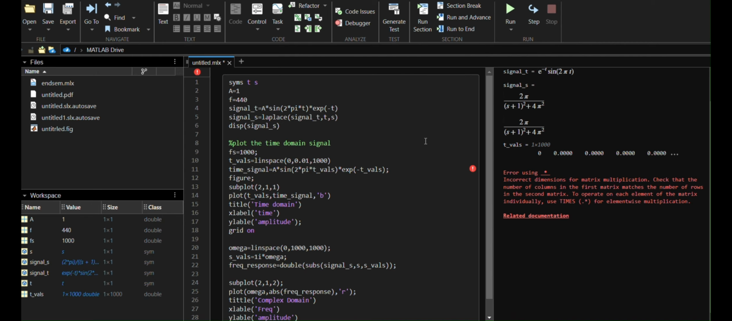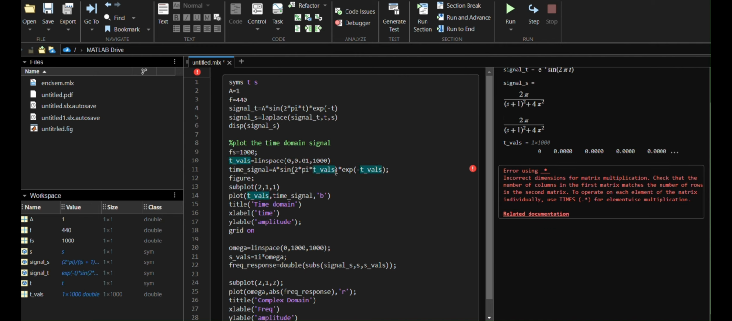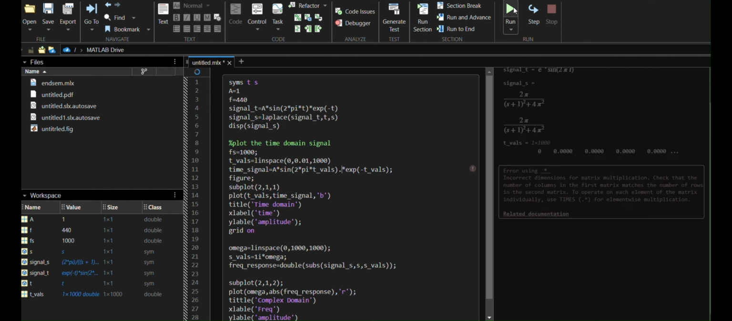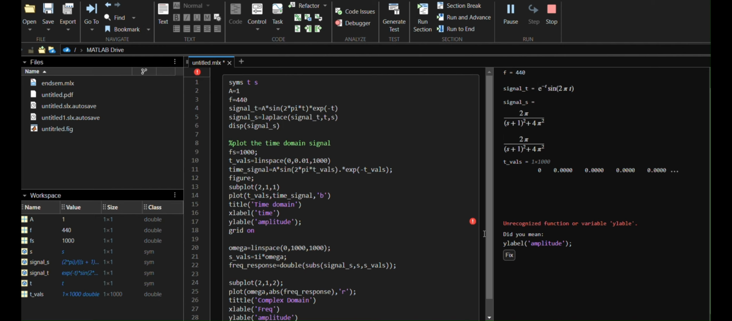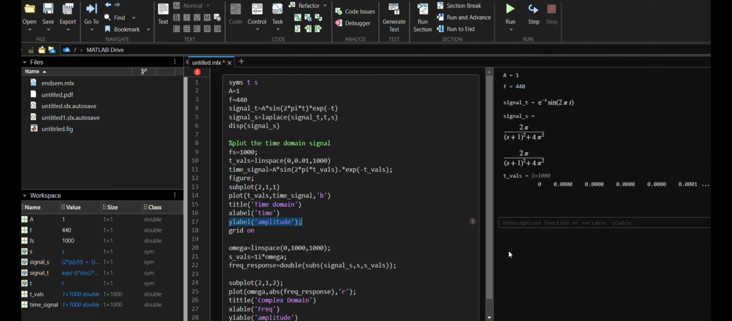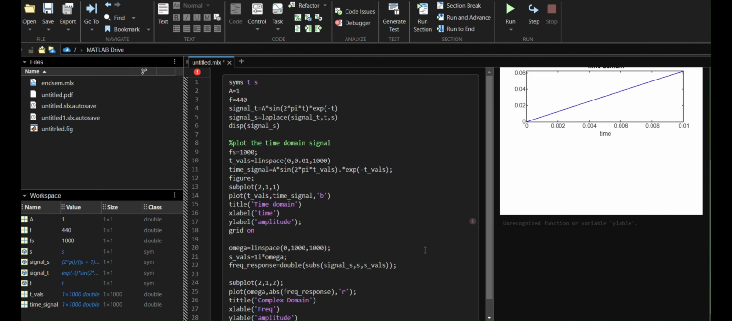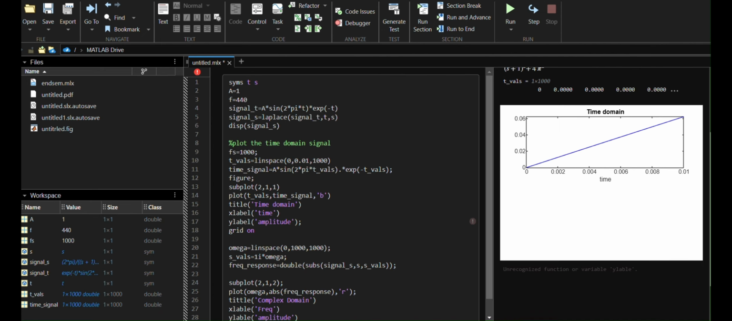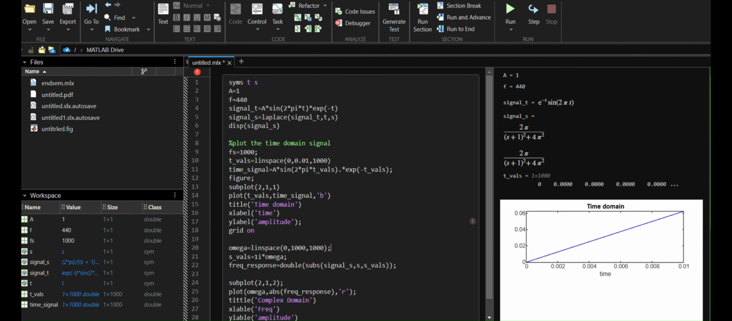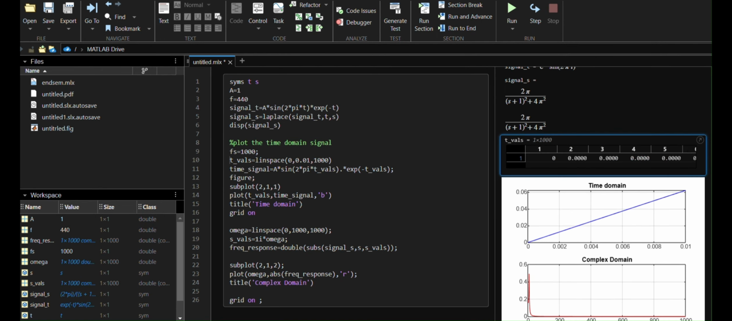It shows some error. Wait. So the time domain graph will show. The error was corrected. Now see.